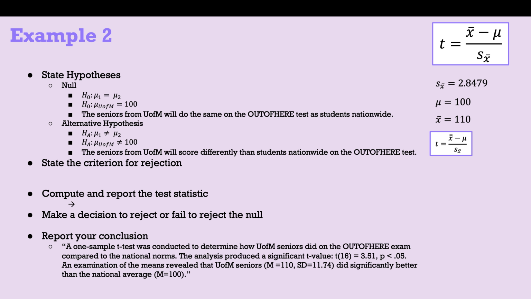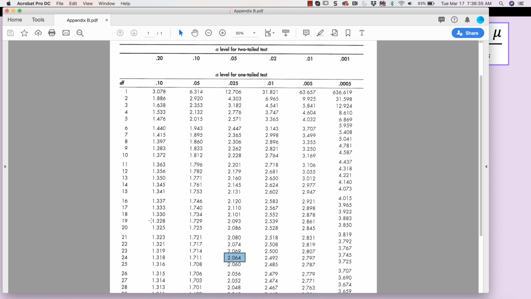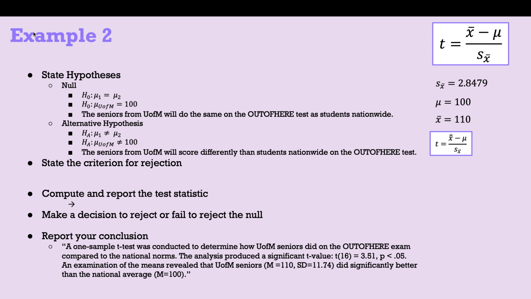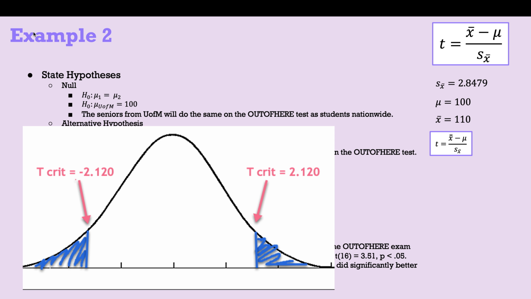And now we need to go find our t critical value. So our sample size is 17, and it's a two-tailed test with an alpha of 0.05. So our degrees of freedom is going to be n minus 1, or 17 minus 1 is 16. So we go to the column for 0.05 with a two-tailed test and go all the way down to 16. And we can see that our critical t value is 2.120. So we have an alpha of 0.05 and a t critical of 2.120. So we can see that our region of rejection, again, is in the blue, and there's our t critical values.